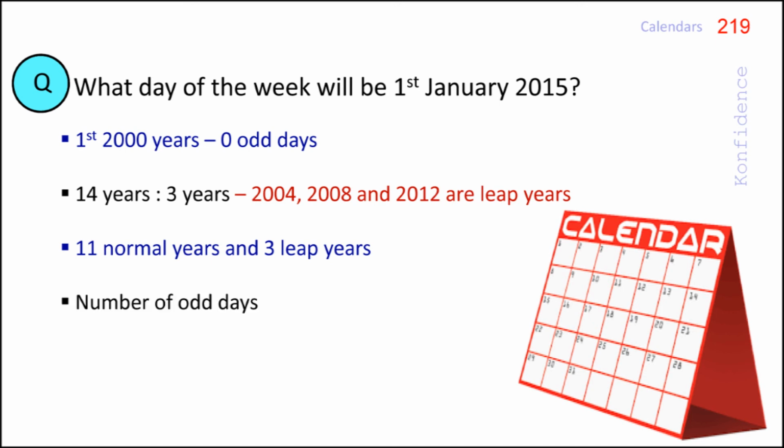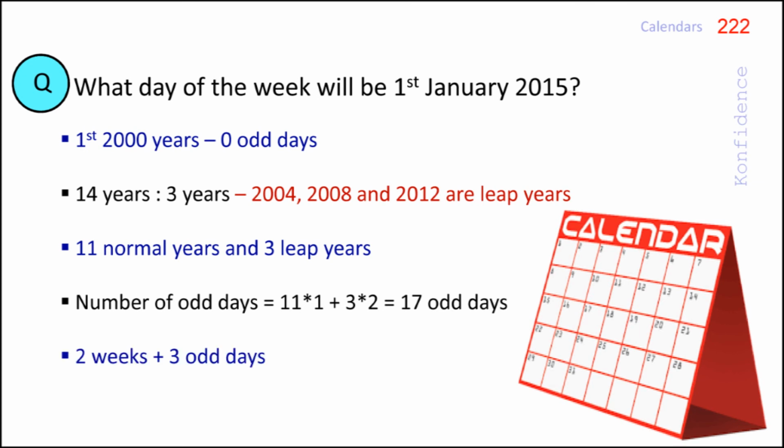So, the number of odd days will be equal to 11 into 1 plus 3 into 2, that is equal to 17 odd days. Or there will be 2 weeks plus 3 odd days. Or in short, 2015 January 1st will be the 4th odd day, that is, it will be a Thursday. Now, check the calendar and you will know how correct the calculations are.